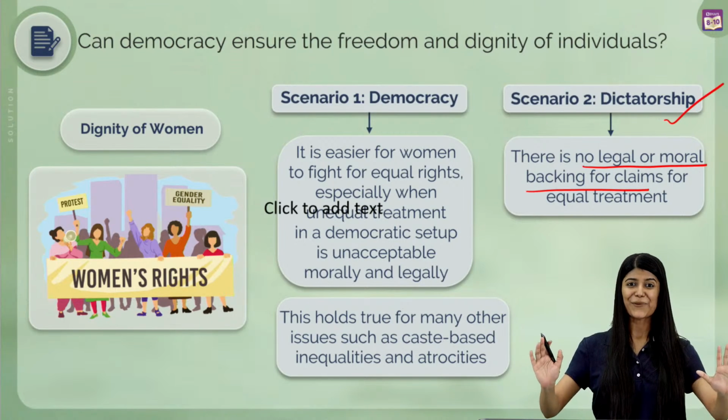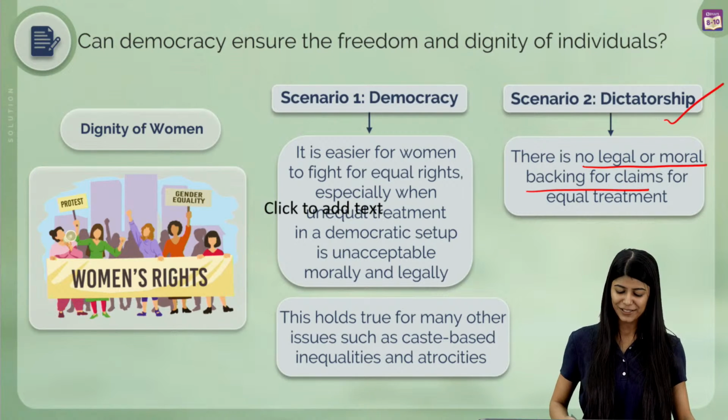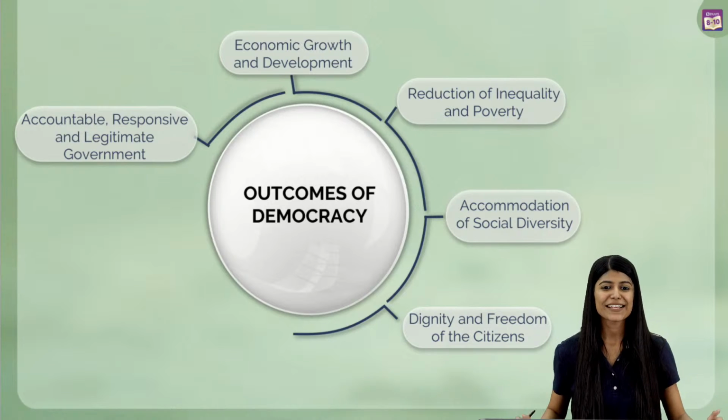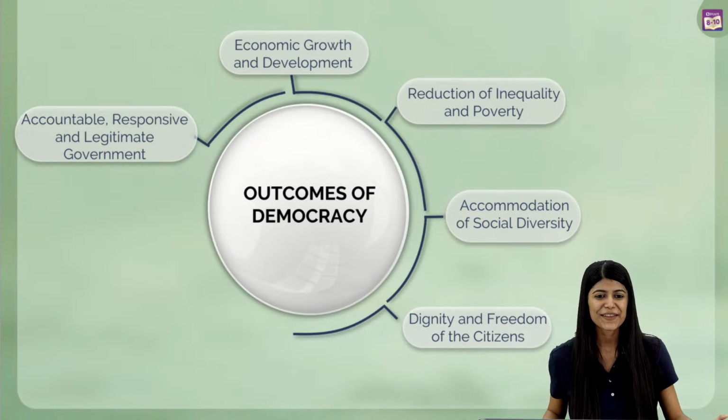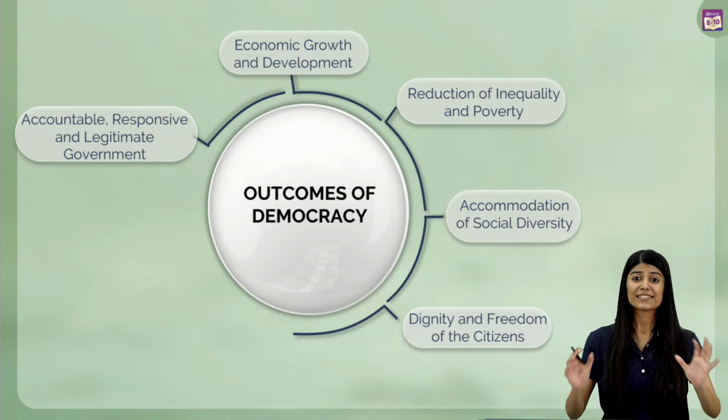Alright, so with this, we are done with all the five aspects of the outcomes of democracy, and it's time for us now to summarize this whole thing. Okay, so now let's summarize this whole thing.